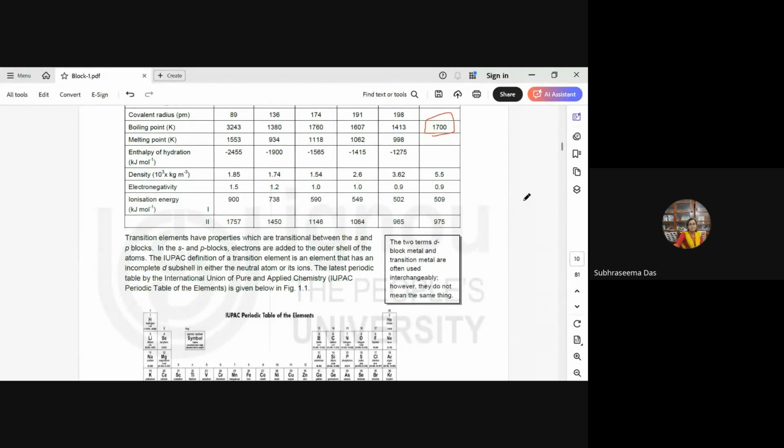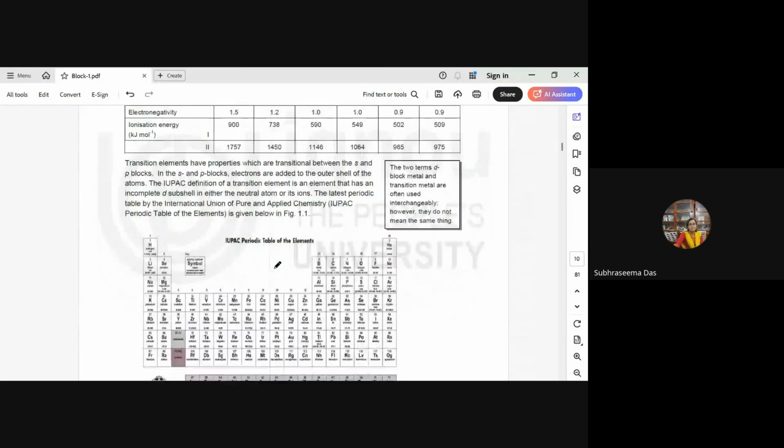So what are those transition elements? The transition elements are those elements that lie between the s group elements and the p group elements. Since they lie between the s block and p block, they are called transition elements. The only reason they are called transition elements is that their properties lie between those of the s group and the p group.